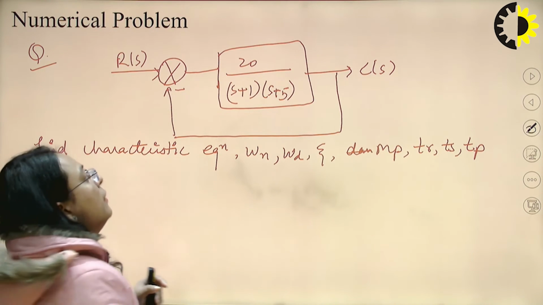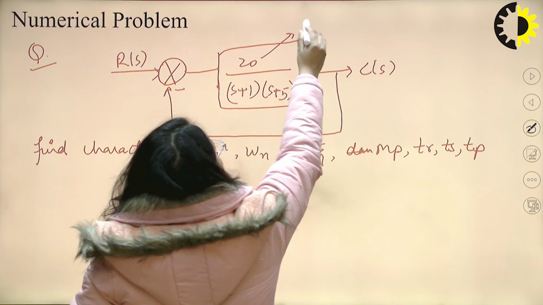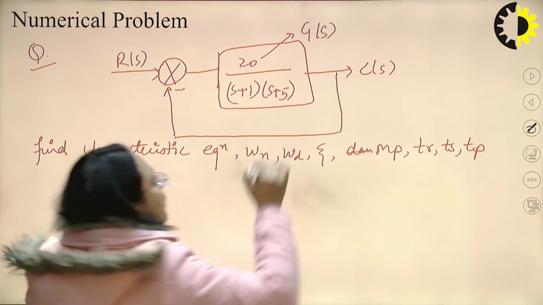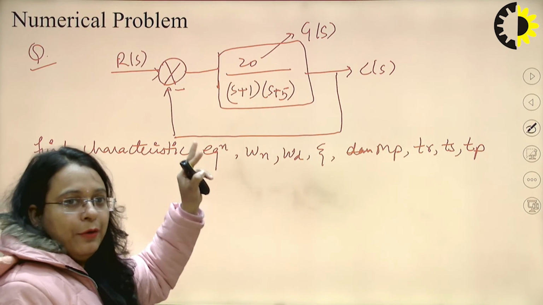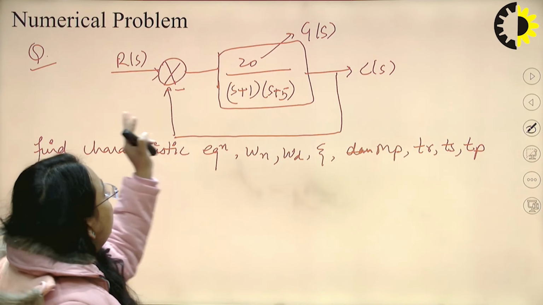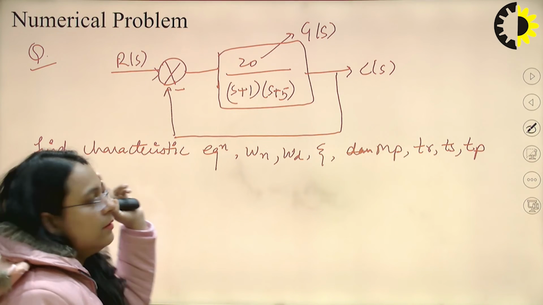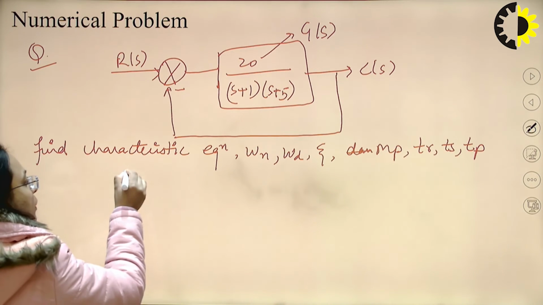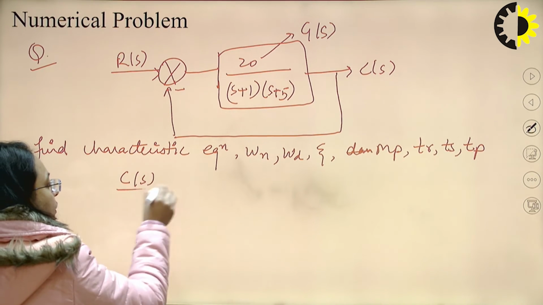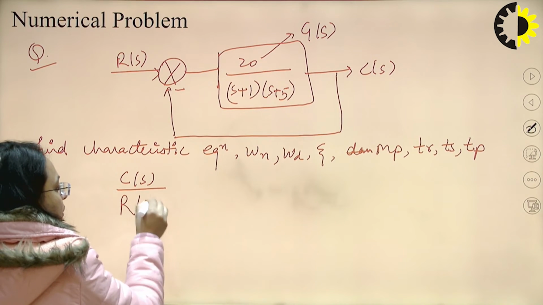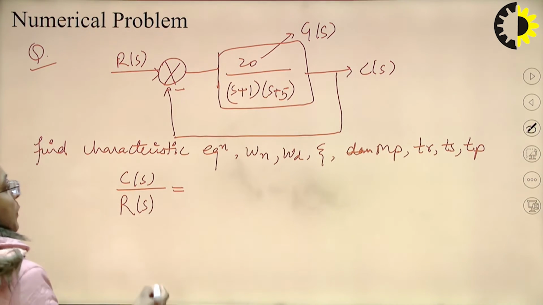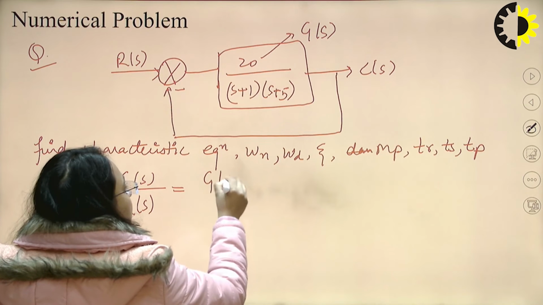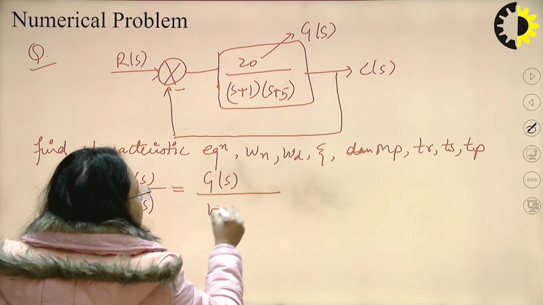So you can see here, this block diagram given to us will be called as the G(s). This is the gain of the forward path transfer function. C(s) is the output here, R(s) is the input, and the R(s) here is the unit step input, right? So first of all, we will find out the value of the transfer function for this particular block diagram. So C(s) upon R(s) will be equal to, we know the formula, G(s) upon 1 plus G(s)H(s).